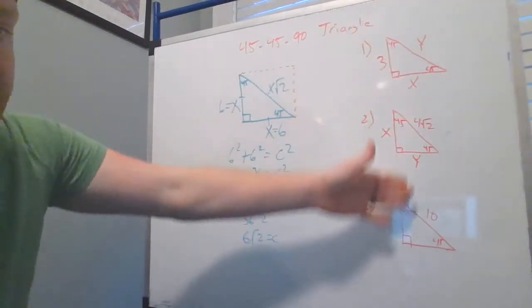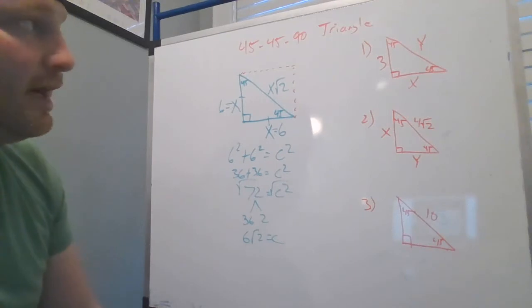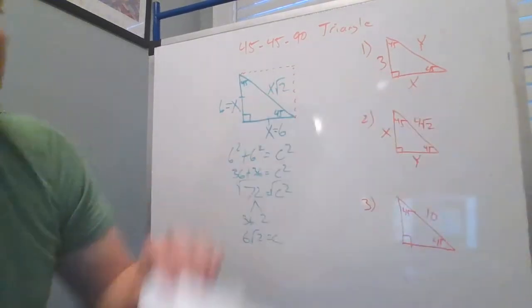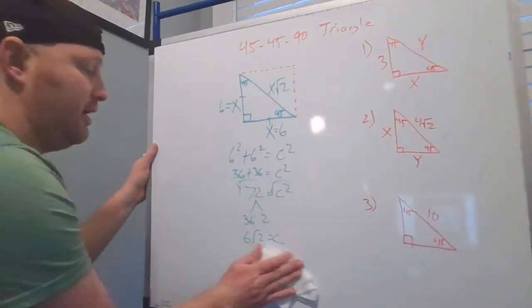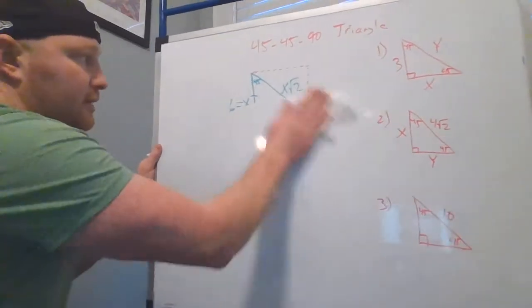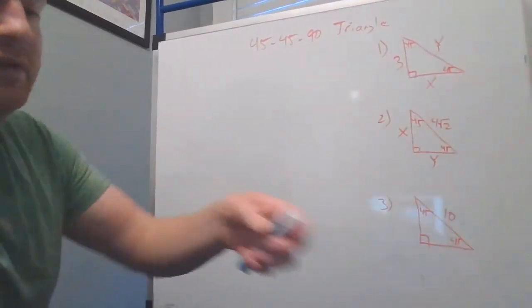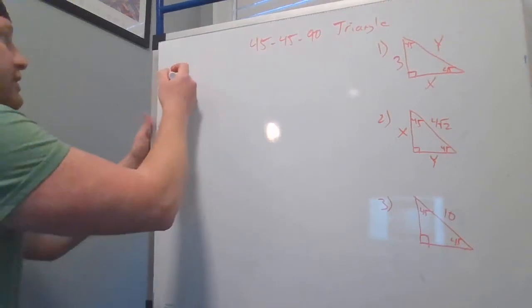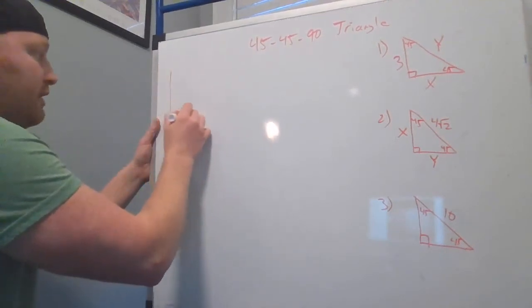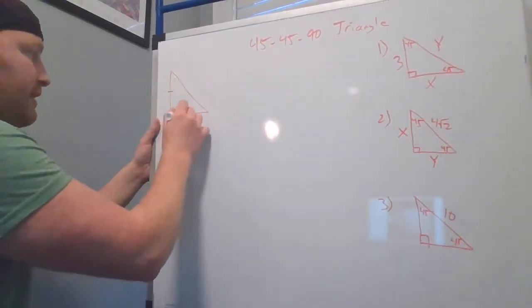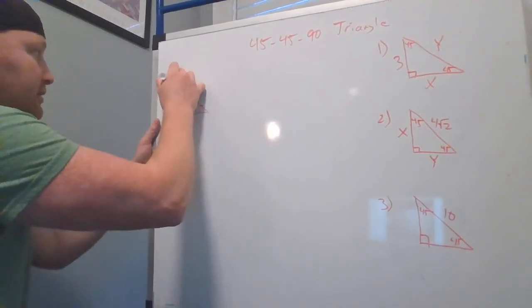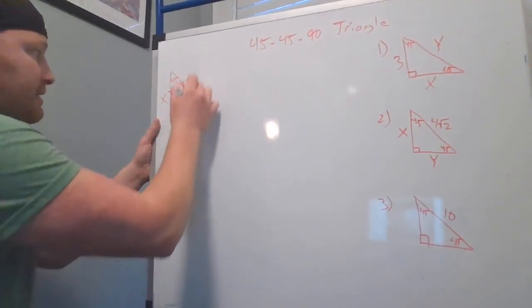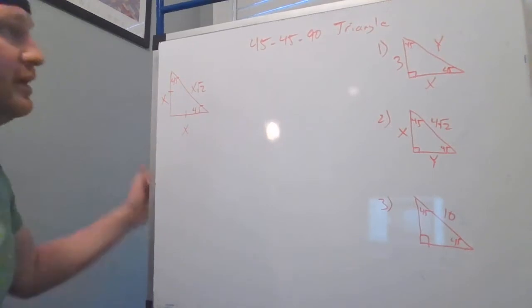Now I've got some different examples that we're going to run through and work out. Remember, keep this in your notes so you can always reference it, and this only works for a 45, 45, 90 triangle, nothing else. We have x, x, and x radical 2.